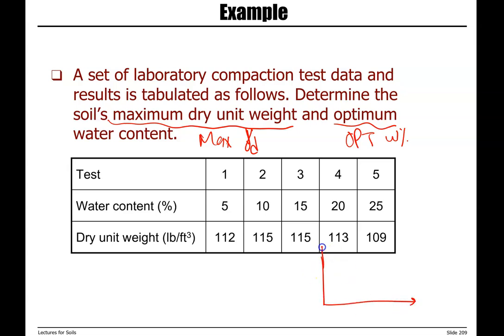So we need to make this chart, gamma D versus water content. Water content, we have 5, 10, 15, 20, 25. We have 112, 115, 115, 113, and 109. Then we need to fit a polynomial and find our peak. But you need to do all of this in Excel.